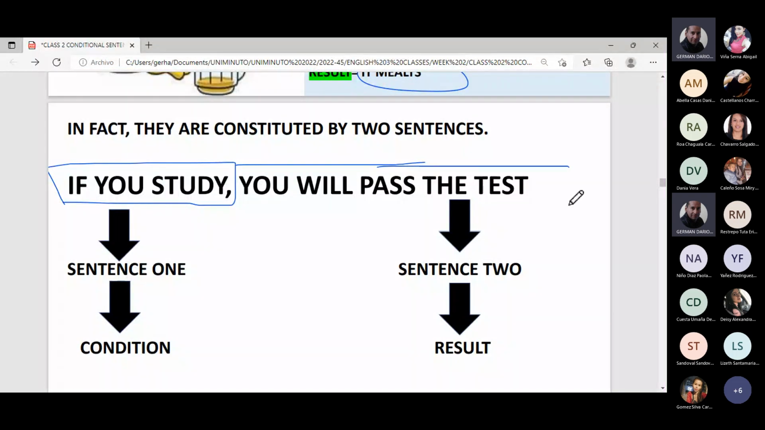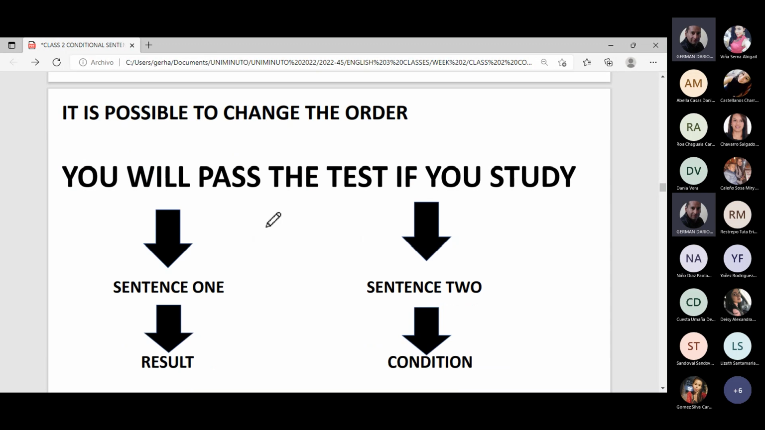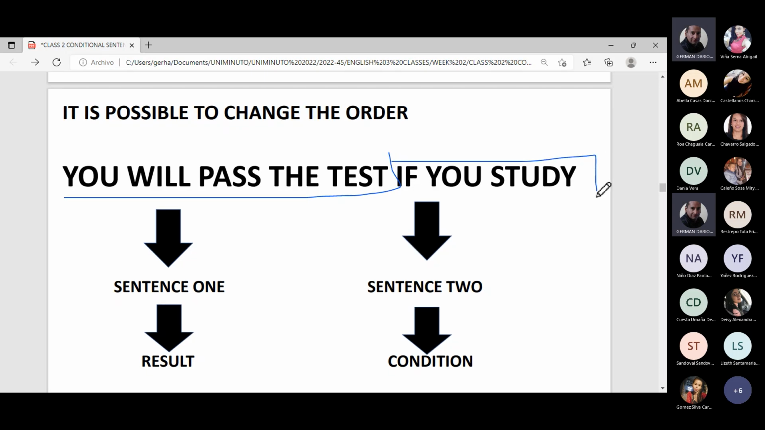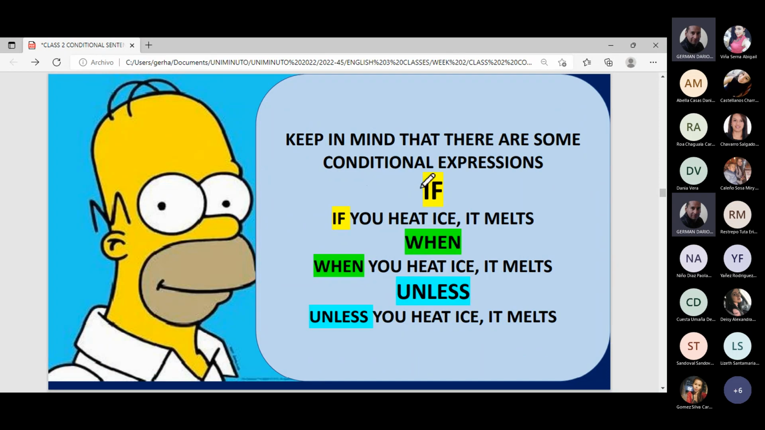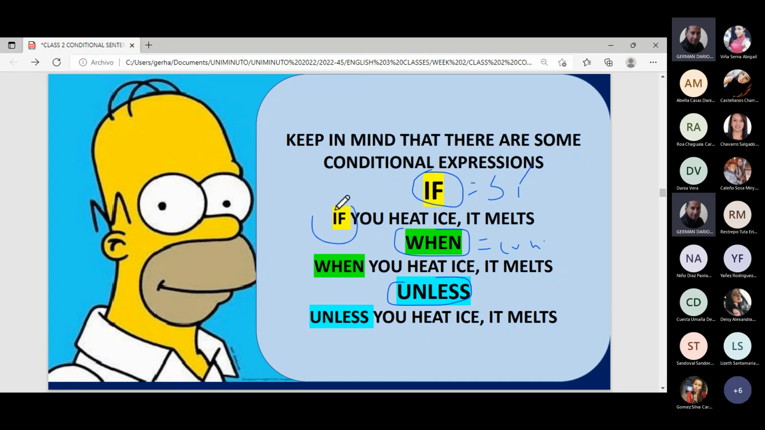Okay, and the other part is the result. Remember that when we start with the condition, we separate the sentences with a comma. But remember that we can create the sentences in the contrary order. You can start with the result, you will pass the test, and the condition at the end, if you study. But when we start with the result, we don't use a comma. Keep in mind that we have some conditional expressions. We have the word if, that translates si, when, that translates cuando, and unless, that translates a menos que. All those expressions are conditionals, okay?